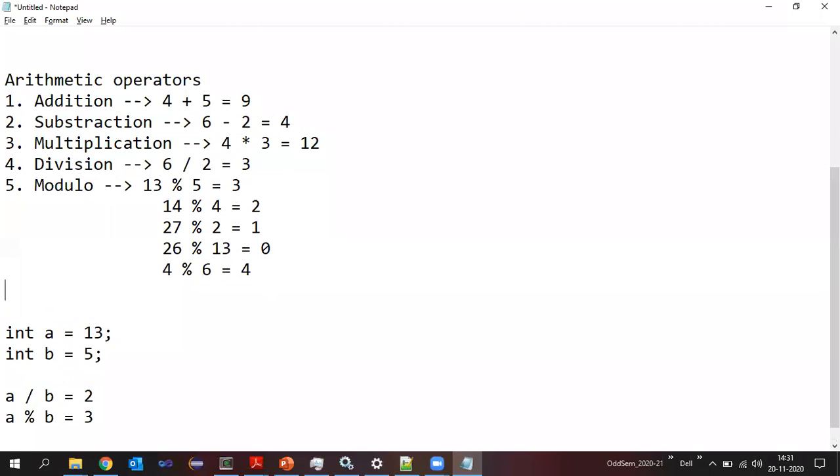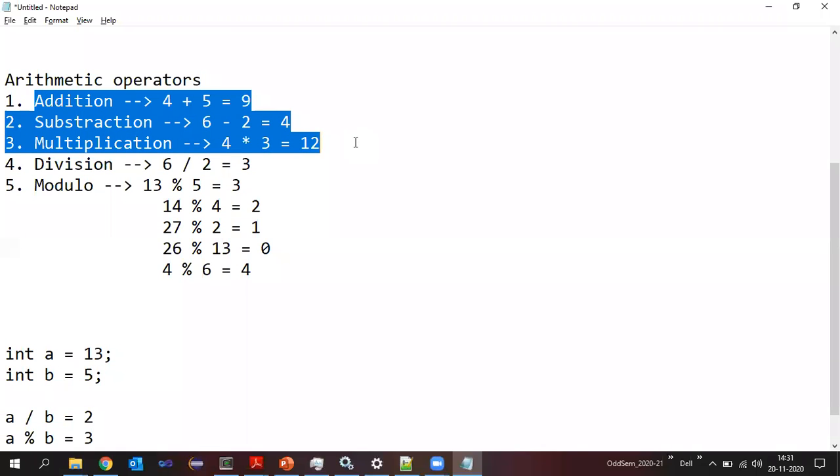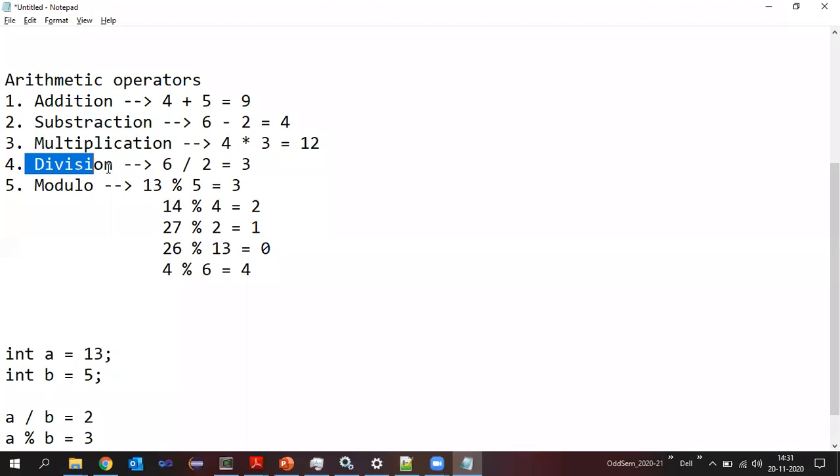So what is the learning from these arithmetic operators? Addition, subtraction, multiplication, well and good. It's very simple. Division, when you are looking for a division, you need to think about what type of data type. If it is an integer, you get only integral values. If it is a float, then you may expect fractional values. Then modulo can be performed only on integer values. You cannot perform it on floating point numbers.